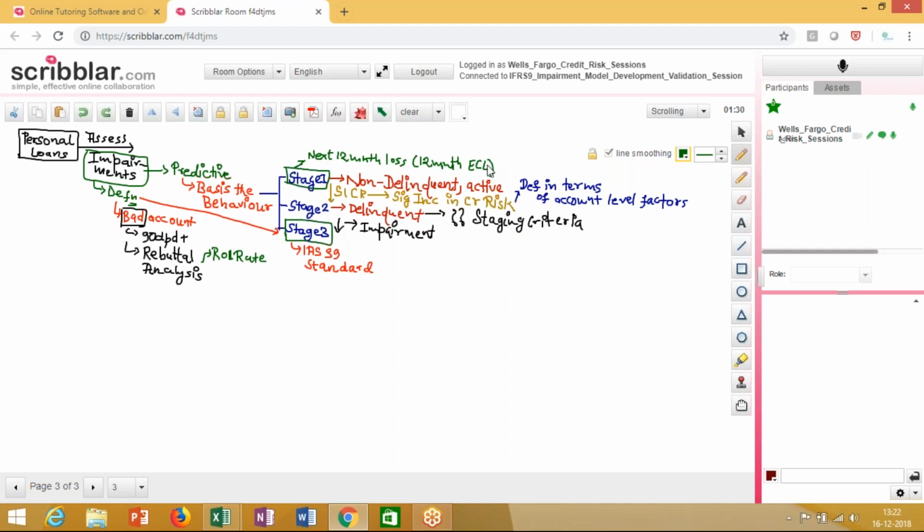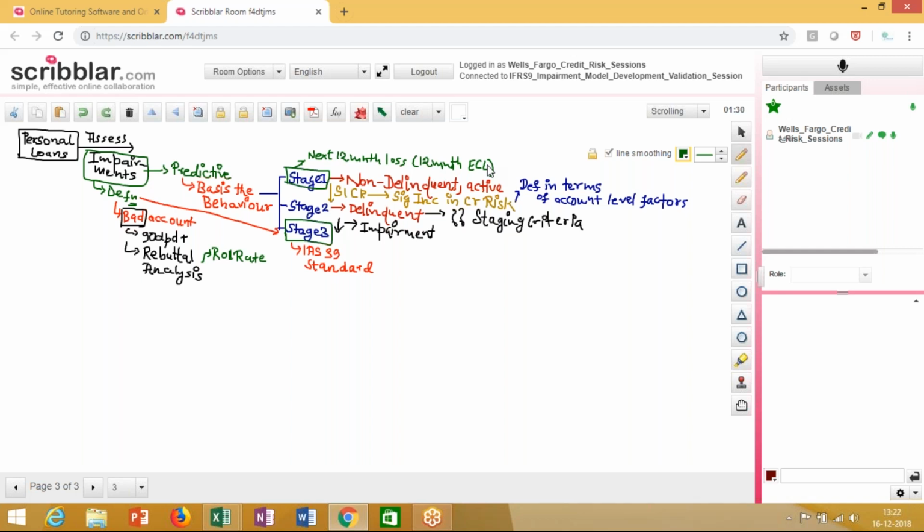So IFRS 9 is better off than Basel because of flexibility? No, you cannot compare. You can say this is a more specialized framework for provision. Previously, we did not have any expected loss framework, predictive frameworks. It was an incurred loss approach. To make it predictive, businesses used to pull in Basel inputs. Now, Basel inputs have been created with a totally separate objective, right? So they are more stringent.